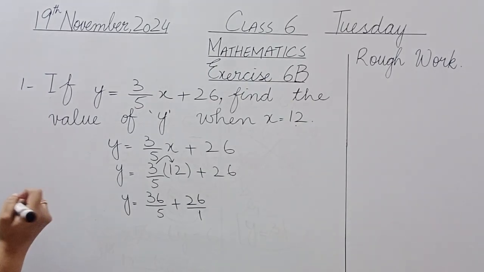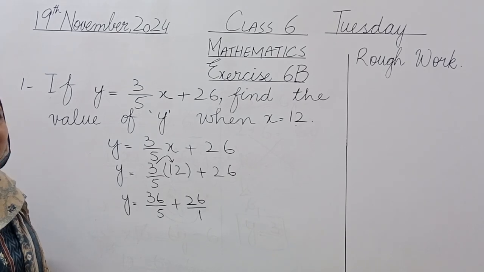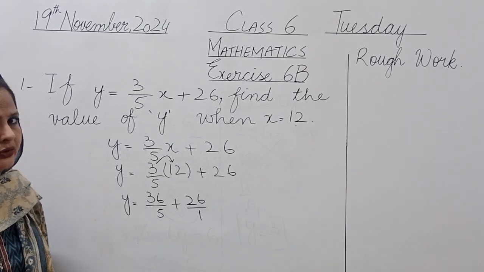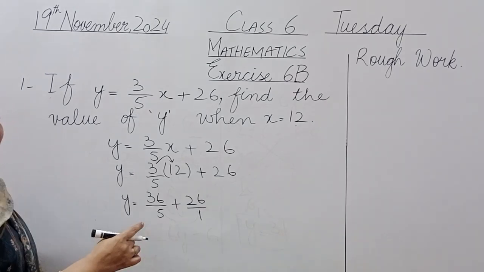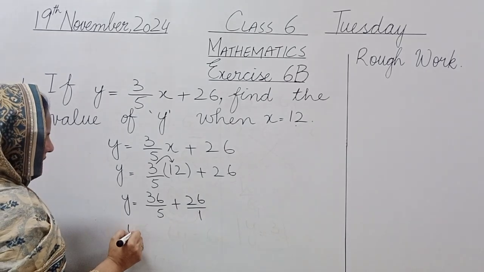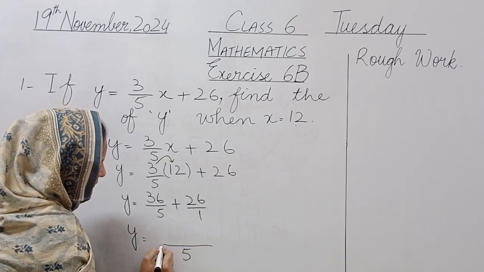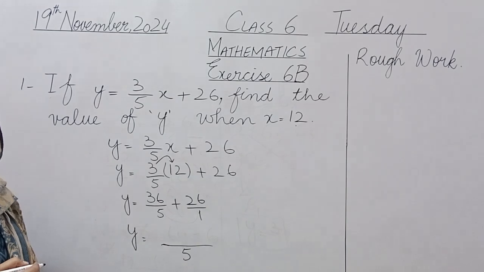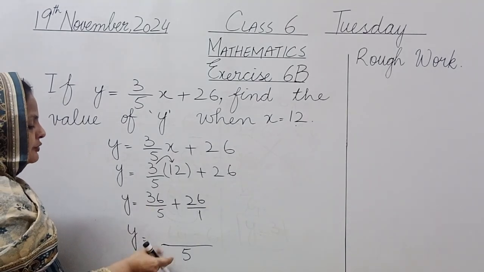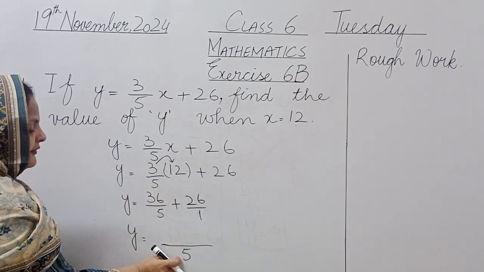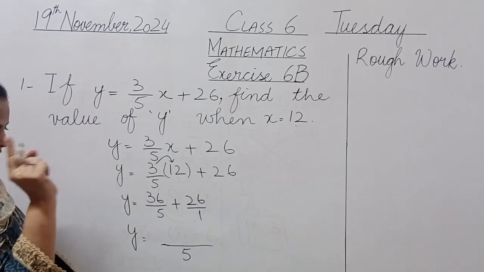Right? Now what are we going to do? We will be finding out the LCM of 5 and 1. It's very easy. Do I have to do rough work for that? I don't think so. We will simply say that 5 is the LCM. Now I am pretty sure that you know how to deal with 36 over 5 when the LCM is 5. Yes, good boys and good girls.